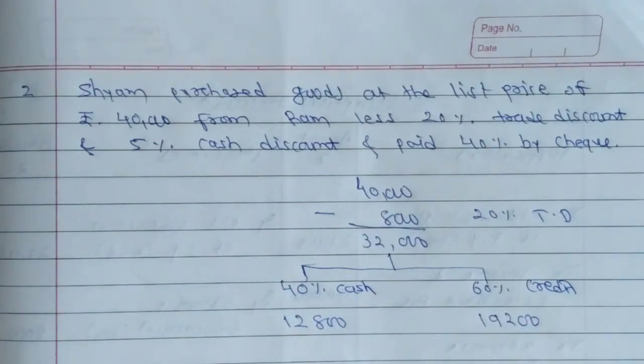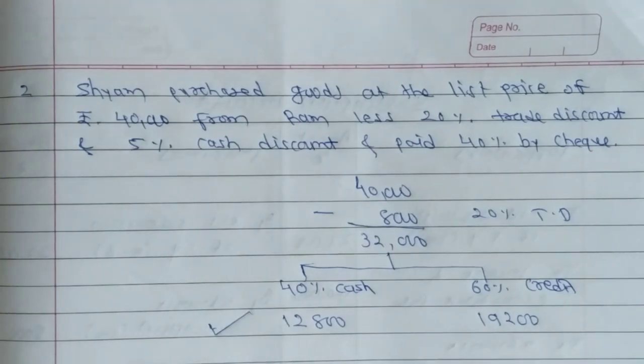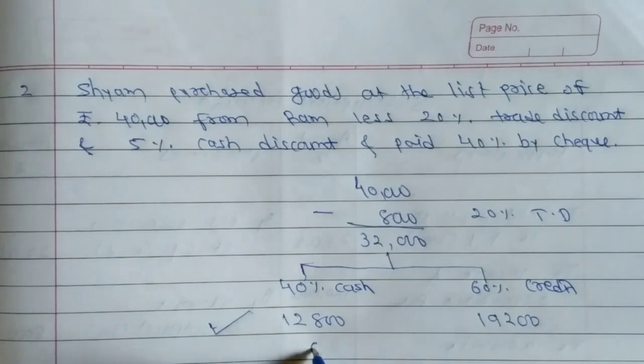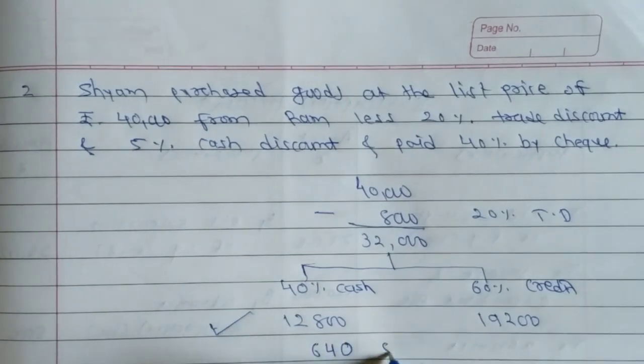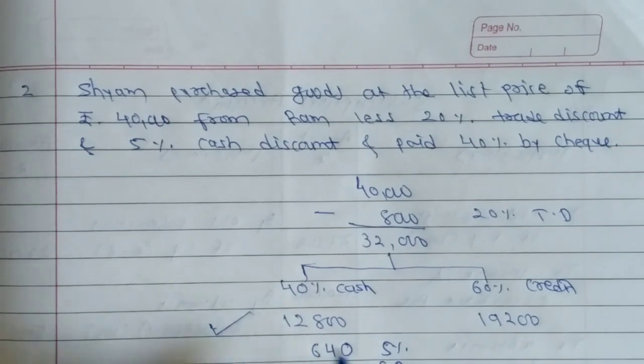Now one more discount is given, that is 5% cash discount. Remember, cash discount is calculated only on cash purchase or cash sales. So here cash discount is applicable only on this 40%. So we will minus this cash discount 5% from this. 5% of 12,800 would be 640. This is 5% cash discount. It is applicable only in case of cash purchase, not in credit, because it is a credit purchase.